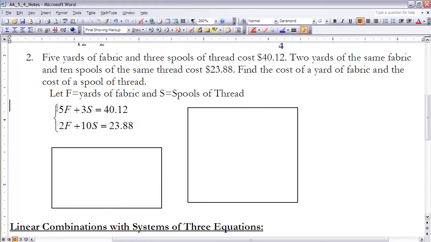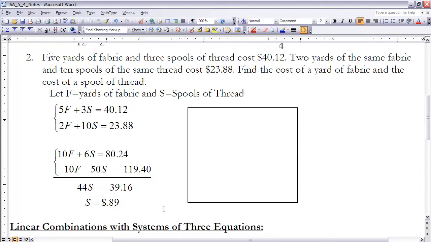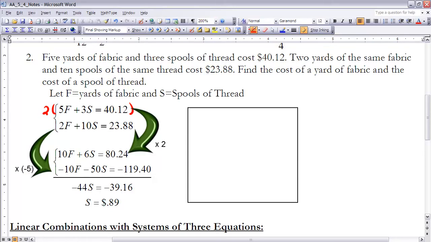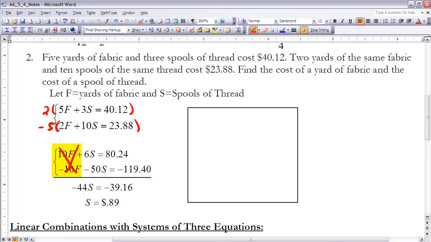As I look at what I have here, I can eliminate either one of those variables. What I've chosen to do is eliminate the F's. So I took the top equation and multiplied it by 2 all the way through, and then I took the bottom equation and multiplied it through by -5. By doing that, the top one becomes a 10F, the bottom one becomes a -10F, in which case I can cancel those out to solve for one of the variables. I've canceled out the F's, so I'm left with -44S is equal to -39.16. If I divide both sides by -44, I get my final answer, which is S is equal to 89 cents.